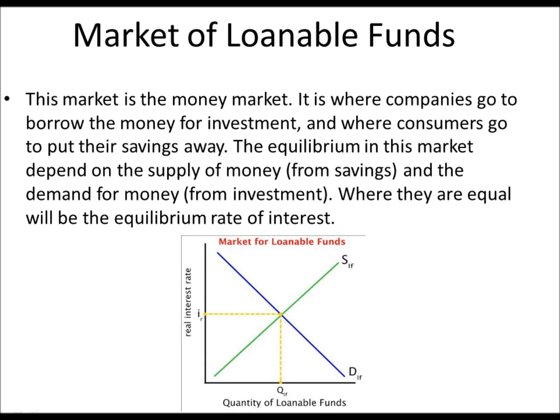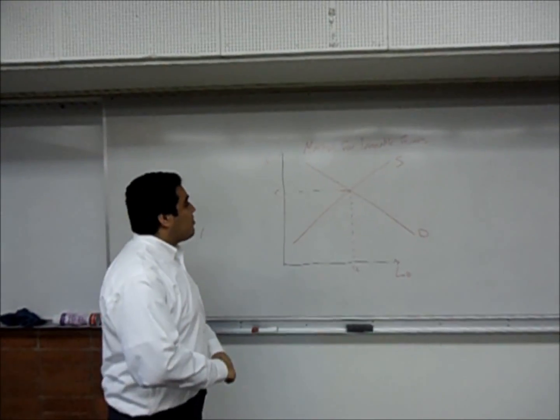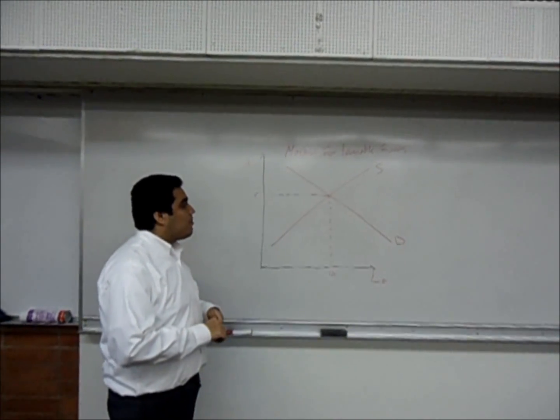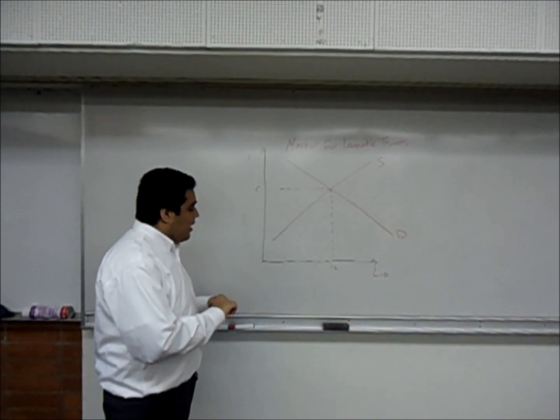Market of loanable funds. This market is the money market. It is where companies go to borrow the money for investment and where consumers go to put their savings away. The equilibrium in this market depends on the supply of money and the demand of money. Where they equal will be the equilibrium rate of interest. This is the market for loanable funds, which is an example of supply and demand in macroeconomics.